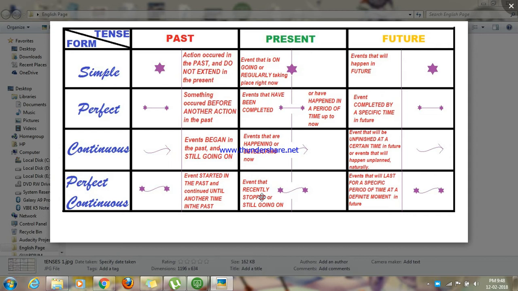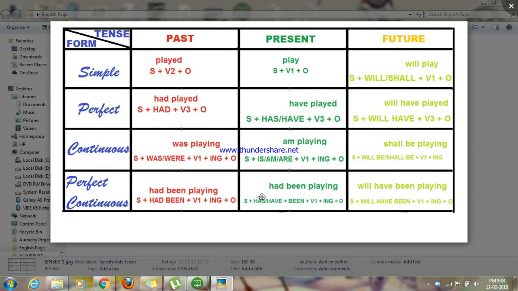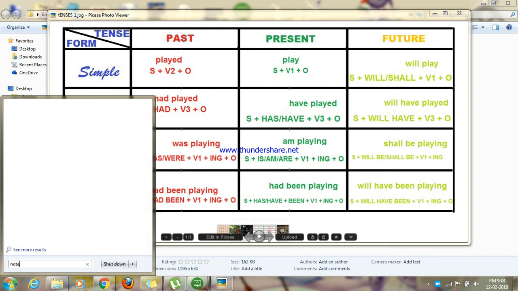So on my screen you can see a table in which 12 tenses are mentioned. You can see that these are just the definitions, not the formula. So for the formula, I have created another table with an example word called play. Now, before we dive into tenses, you should know this.